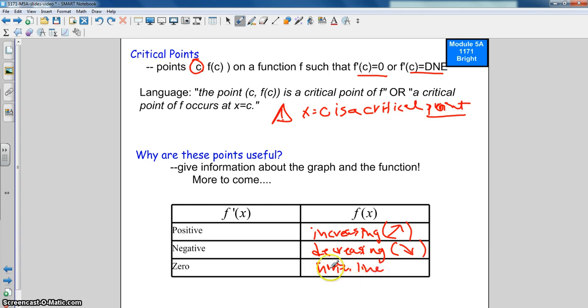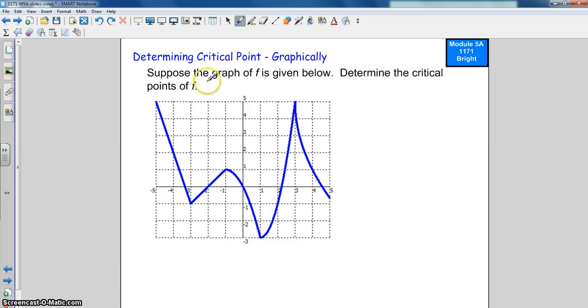So critical numbers, remember, critical points occur at x values where the slope is 0. So again, we're going to look for graphically horizontal lines. Here's a graph, and we want to determine the critical points. Well, I want to determine where the slope is 0 or it's undefined.